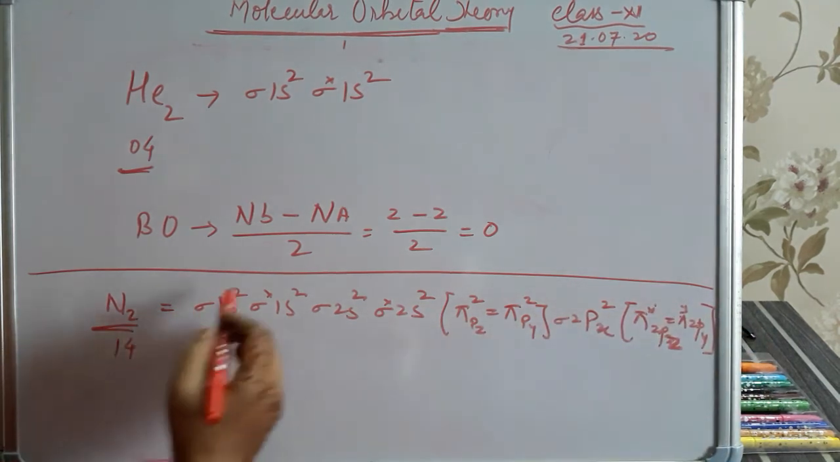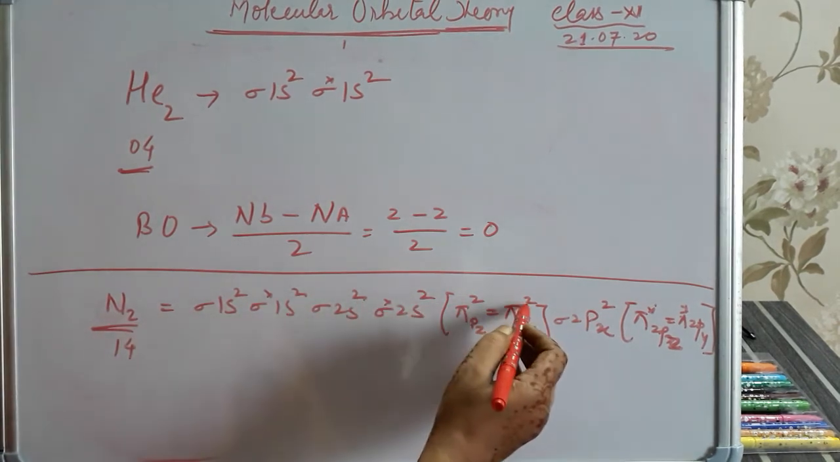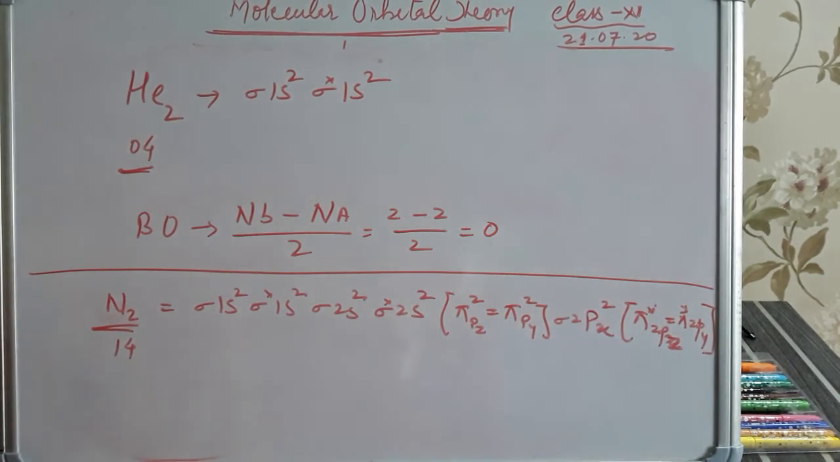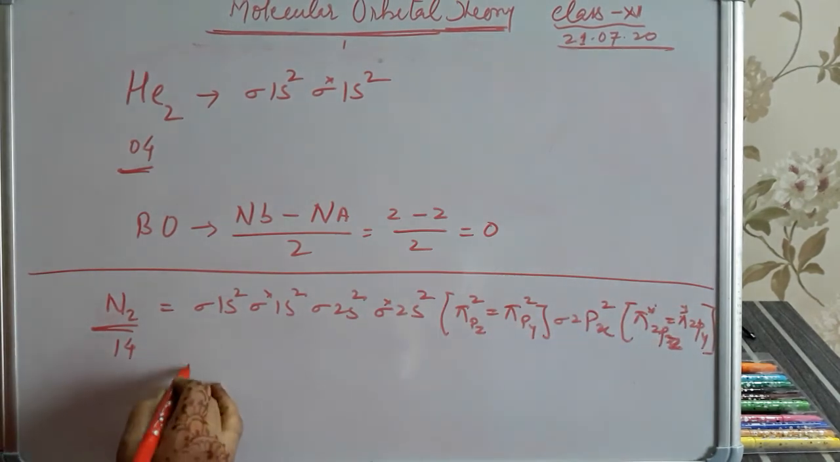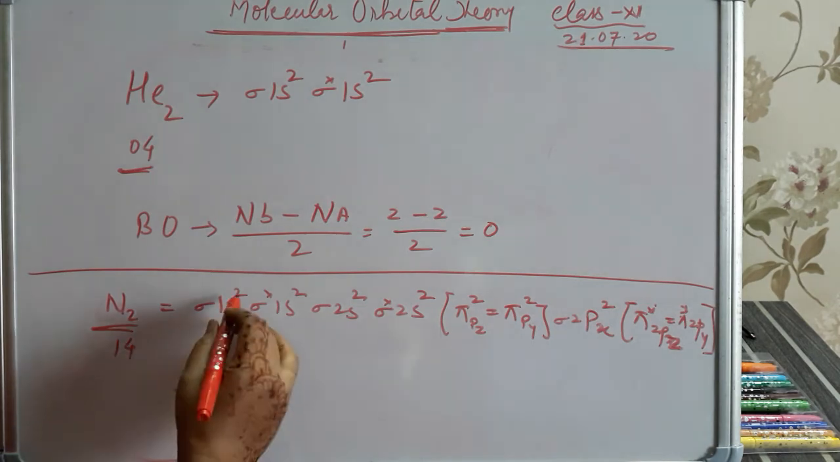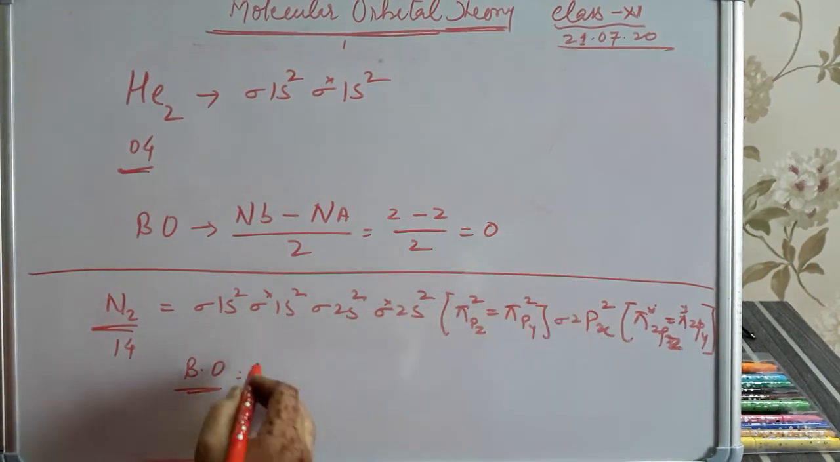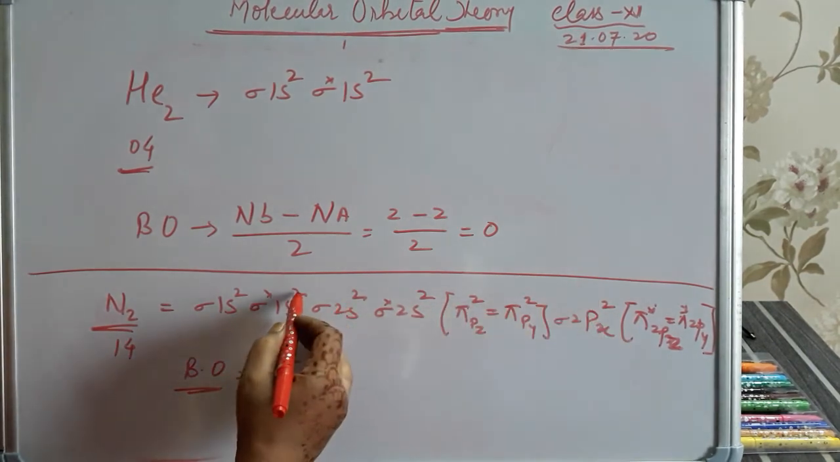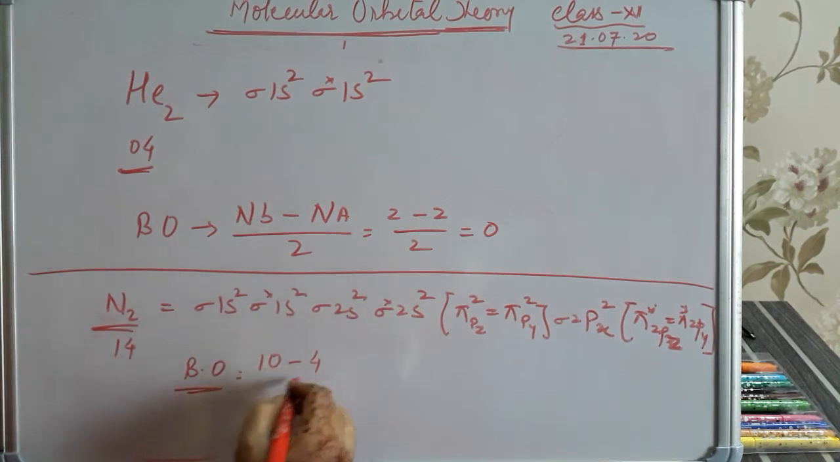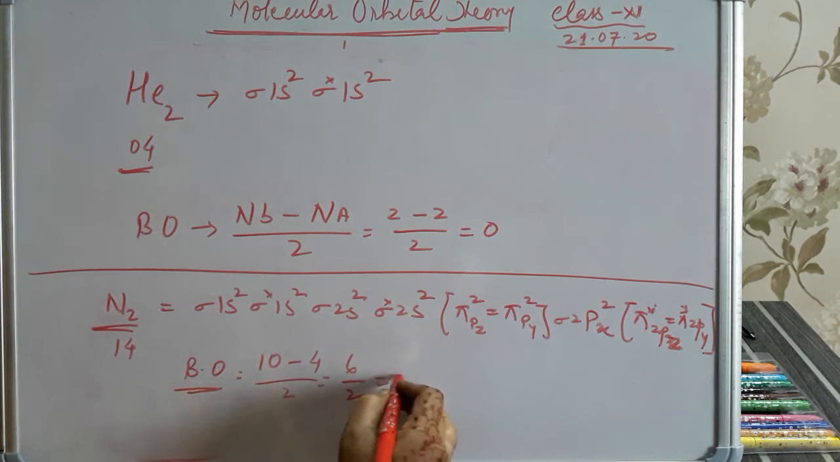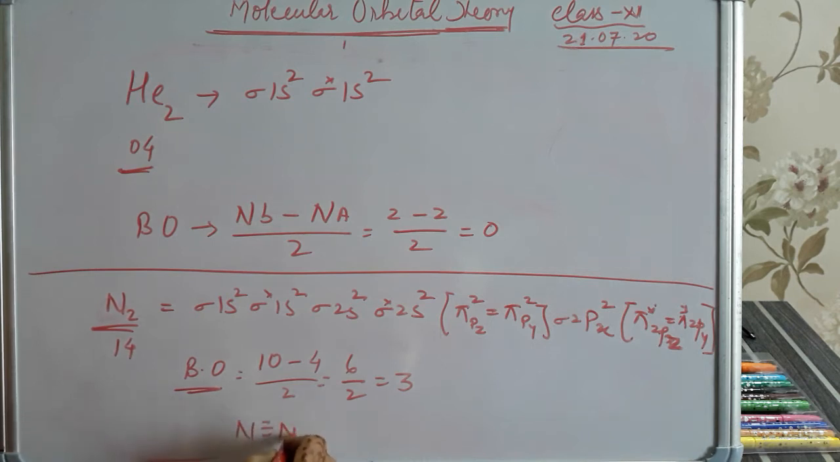So count it: 2, 4, 6, 8, 10, 12, 14, 14. So this will become vacant. Now find out the bond order. 2, 4, 6, 8 and 10. Anti-bonding 2 and 4. 6 by 2, it comes 3. So the bond order of nitrogen is 3, which means this is the formation of a triple bond.